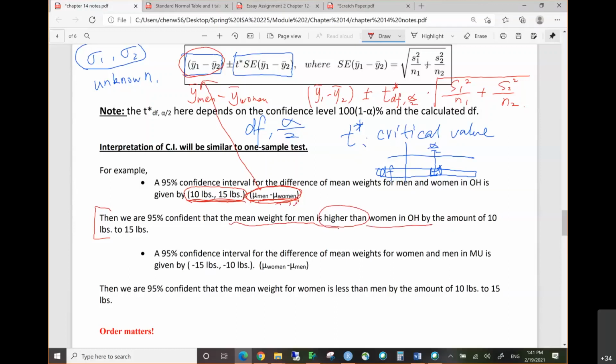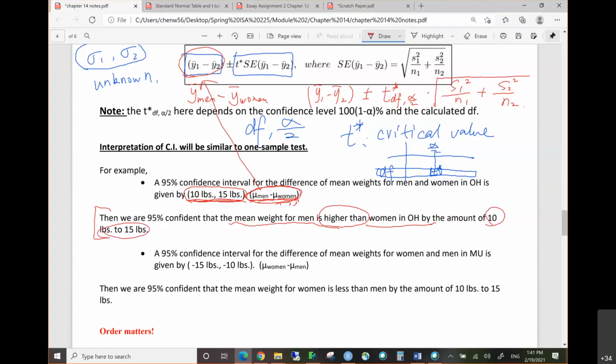So it tells us the first piece of information: men is larger than women in Ohio by the amount of 10 to 15. So you cannot just say we are 95% confident that the difference between men and women is 10 to 15 pounds. It is not a complete interpretation.